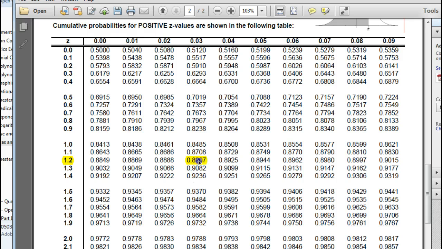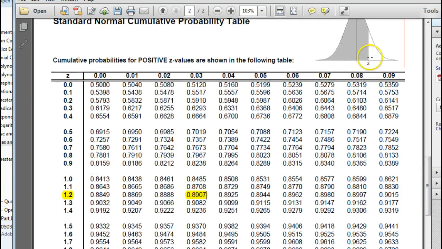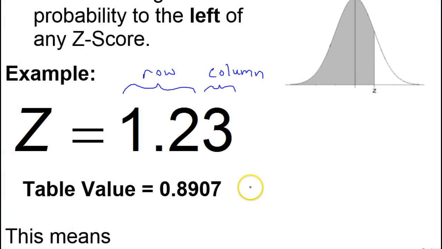Now these are percentages. I mean, that decimal 0.8907. How could I look at that as a percentage? What would that be as a percent? 89.07%. So that tells us that 89.07% of all data is less than that particular z-score. In other words, this is at the 89.07th percentile. Okay, so that's basically how it works.